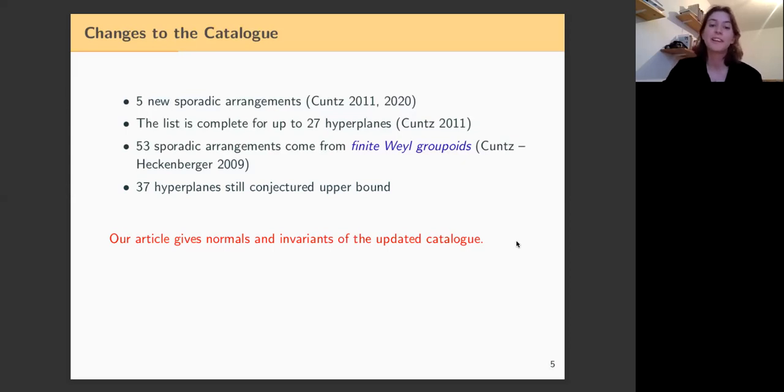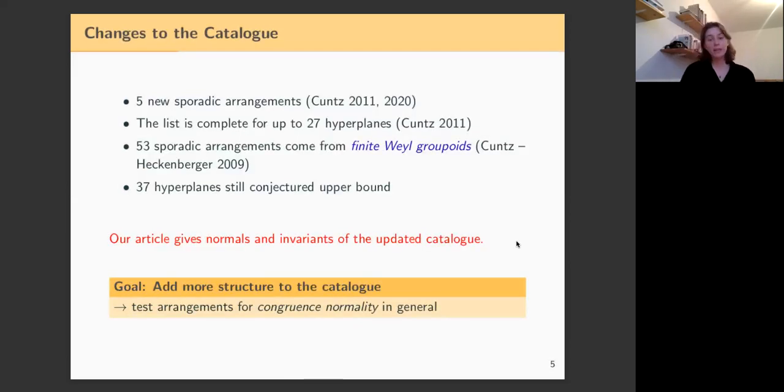So that's pretty cool. If you're interested in simplicial arrangements and you'd like to play with them, you can take these normals and put them in Sage like we did, or whatever you'd like to use. Okay, so the rest of the goal is to add a little bit more structure to this catalog of known simplicial arrangements. What we're going to do is test these arrangements for a property called congruence normality. I'll get into that in a minute.